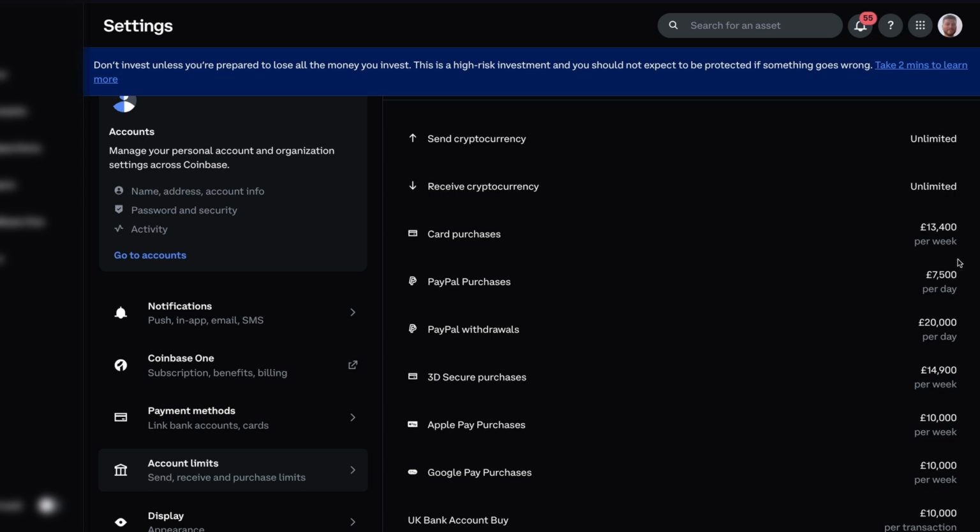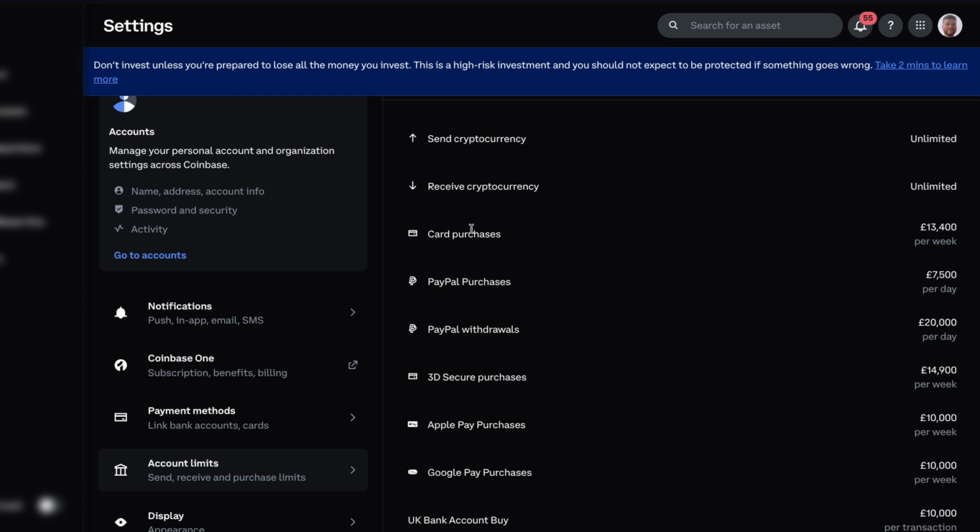So I've had an increase, certainly with PayPal. I believe the default limit is around £3,000 in the UK per day, by the way. So it's quite a big limit. But because I was buying a lot with PayPal regularly, I have an increased limit of £7,500. So this has definitely increased since using it.